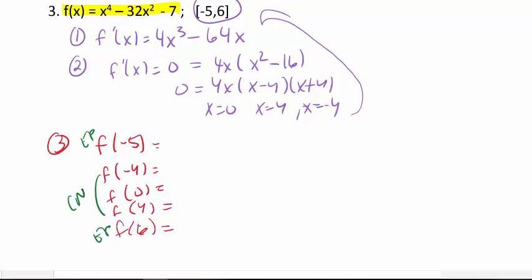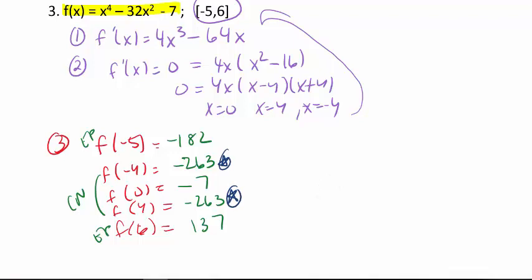Okay. So plugging in a -5 into that highlighted function, should get a -182, -263 when I plug in -4, a -7, -263, and 137. So I'm going to look at this piece and look for my, again, my max and my min. Notice that my minimum occurs at two different spots. I only have one value, but it occurs at two different x values. And then my maximum occurs at one spot.